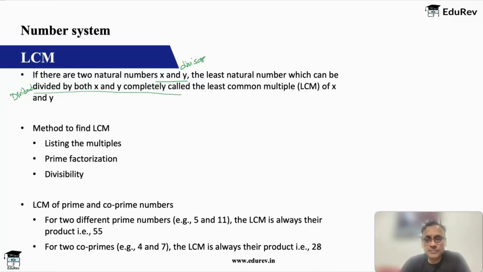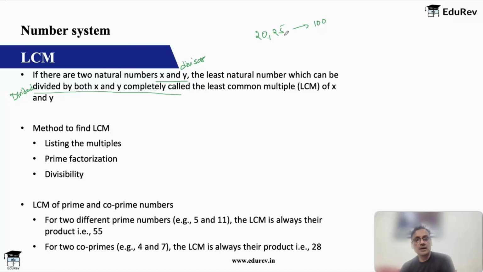For example, let's take the same example that we had taken earlier, 20 and 25. Now 20 and 25, what is the smallest number through which both of them can be divided? That number will be 100. 100 can divide 20. 100 can divide 25 also. There is no number smaller than 100 that can divide both of them.